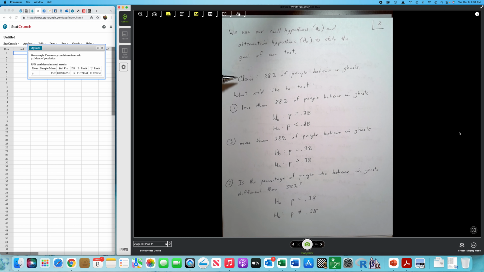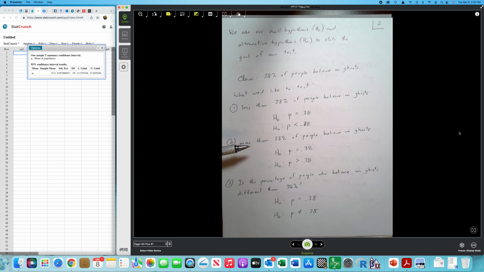So if someone makes a claim that 38% of people believe in ghosts, and we have reason to believe that less than 38% of people believe in ghosts, so we'd like to test it, our null hypothesis will be H sub O, colon, p equals 0.38, because that's the claim. H sub A, p less than 0.38, because that's what we want to test.